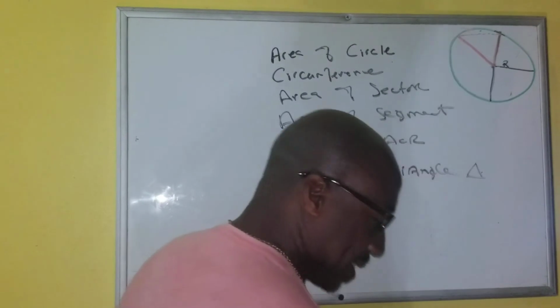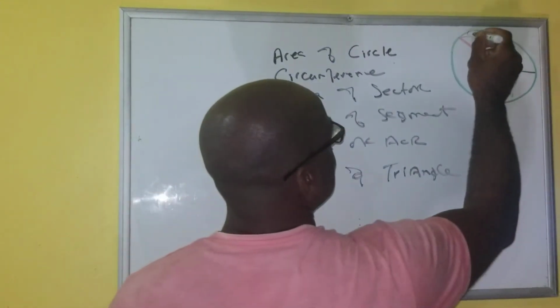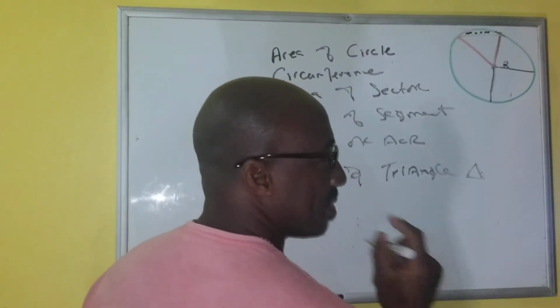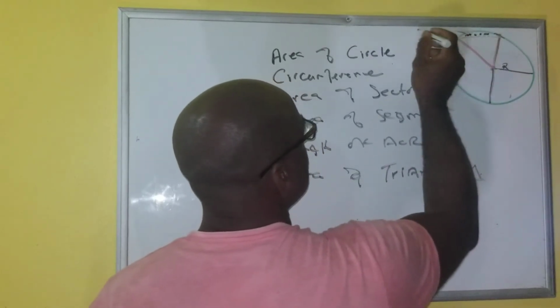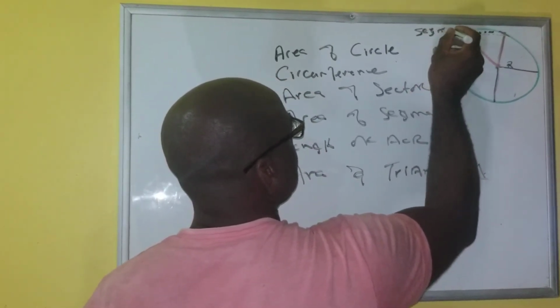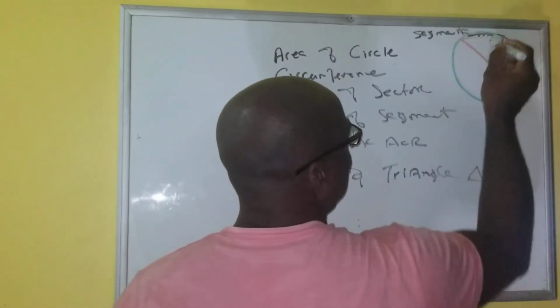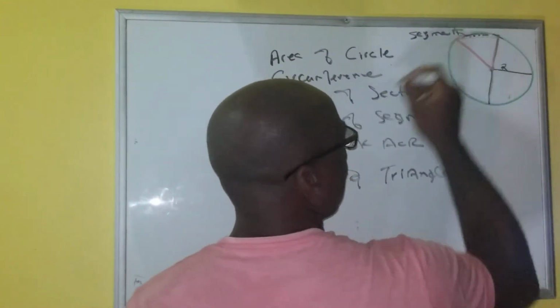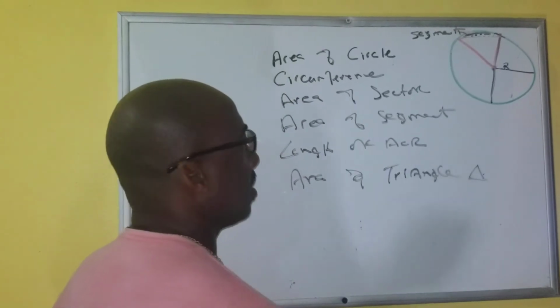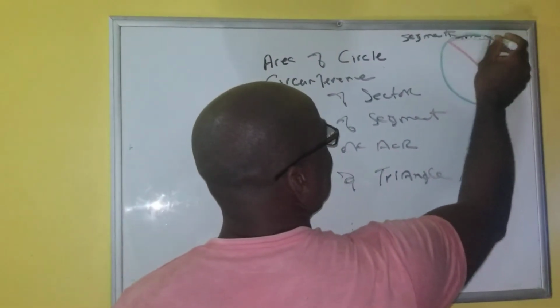I'm going to give you parts of it. So now this part in black is called a segment. You follow me? Let me write it. It's a segment. So the segment is this part. So imagine this is like a crust. This is the crust of the pizza. The little crust of the pizza is a segment.